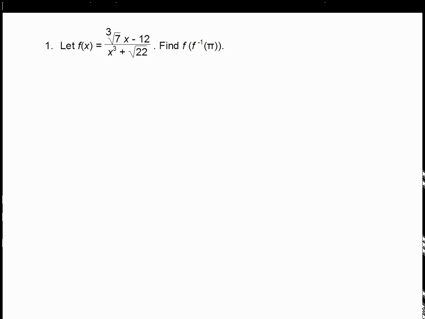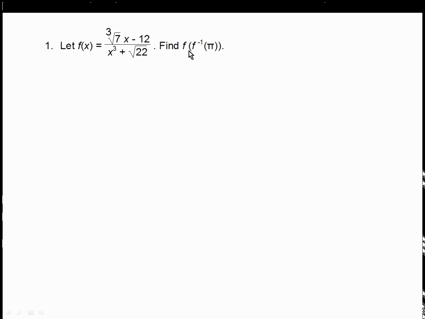So some examples. Number 1 says, let f of x equal the cube root of 7 times x minus 12 all over x cubed plus the square root of 22. Find f of f inverse of pi. Here you're probably looking at it and saying, I don't really want to do that. That's going to be too difficult. Whenever something looks like it's really nasty, there must be some sort of trick you're supposed to do.